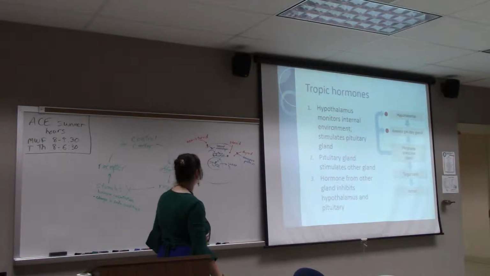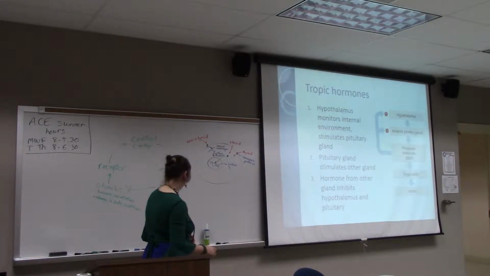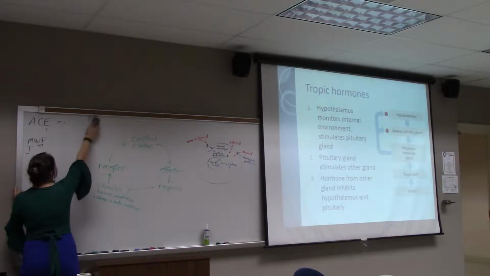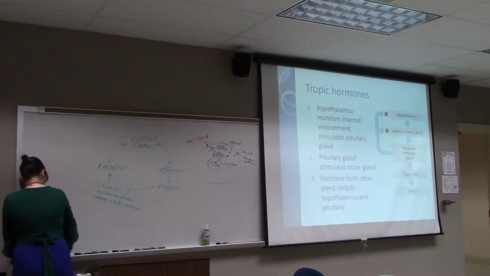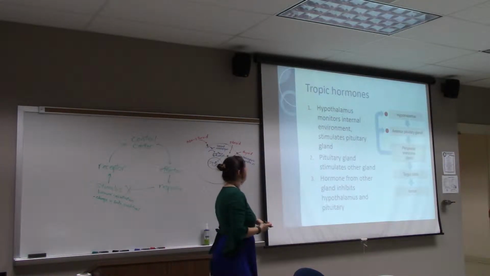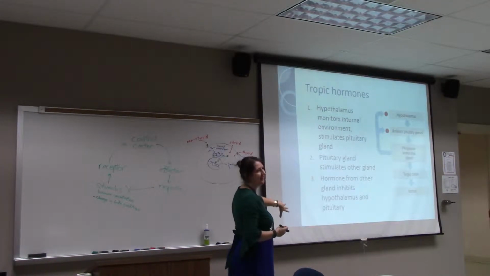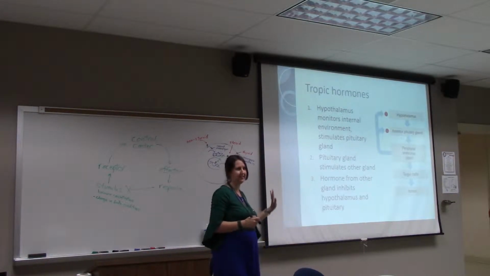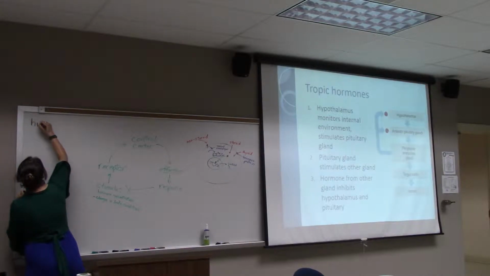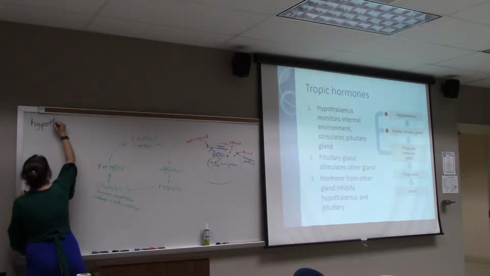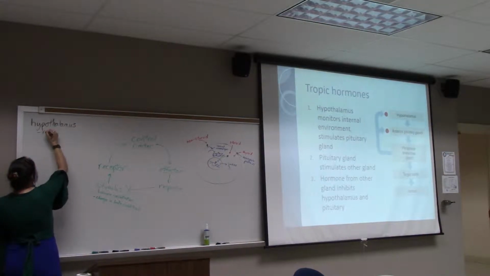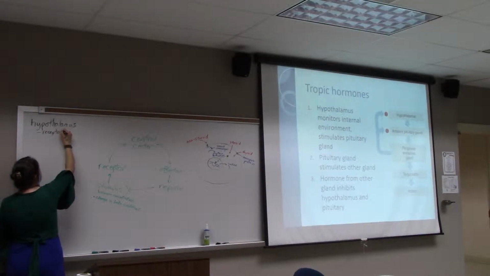So here's a little closer look at each of those. And I'm going to get us a new diagram. So, with tropic hormones, we have a basic pattern of 3 glands. The first 2 are always the same. We have the hypothalamus, which is the receptor and control center.